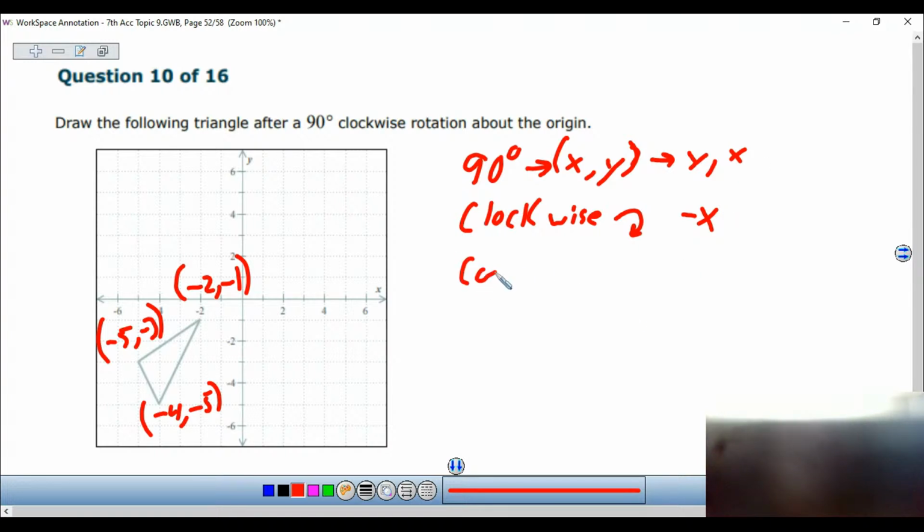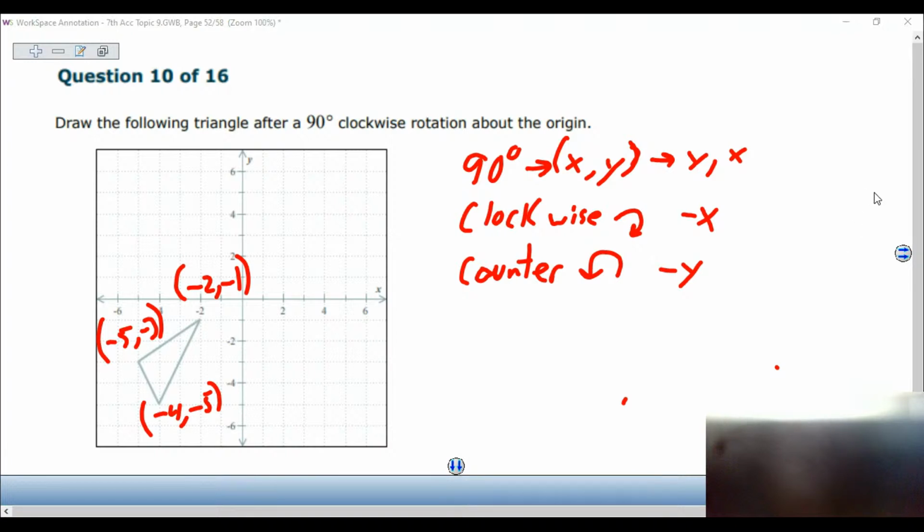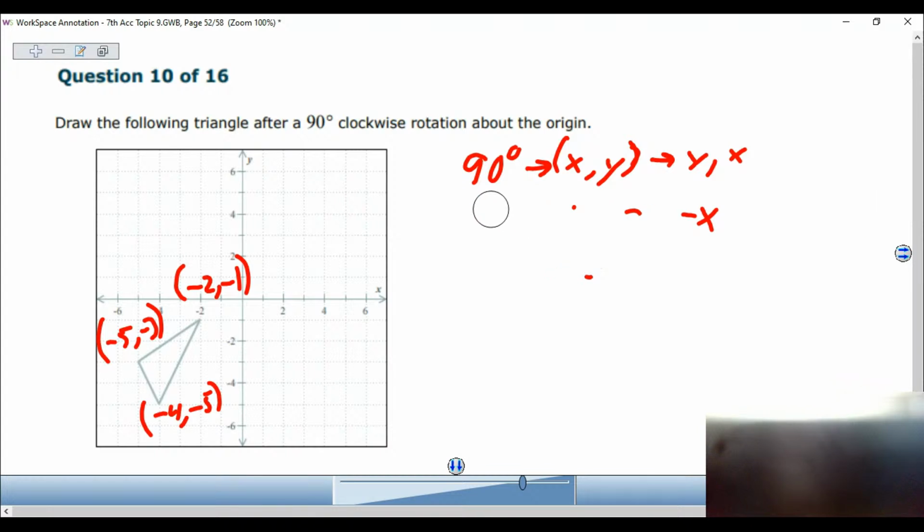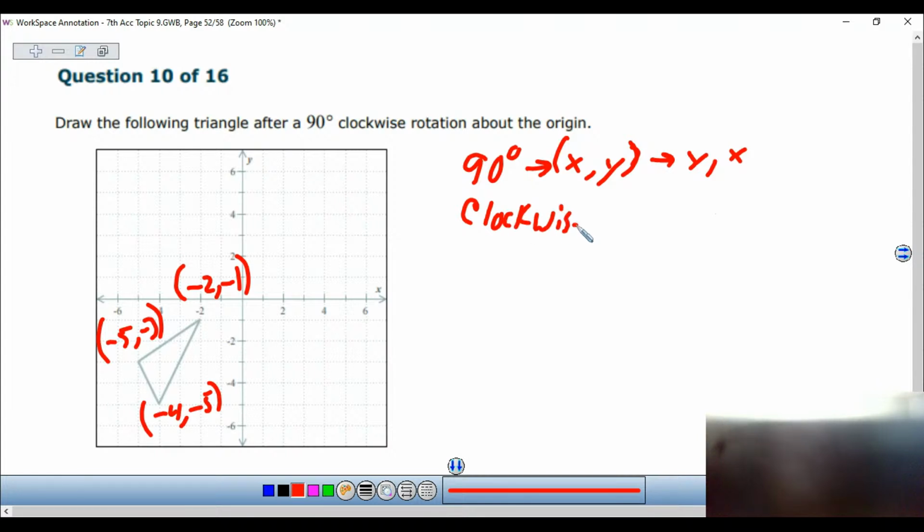Now, if we go counterclockwise, just really acting up. So counterclockwise means you're going to turn that way. That means that the new y, or the old y, is going to change. Okay. But since we are doing the clockwise rotation, we're only doing clockwise here. That means this x will become negative.